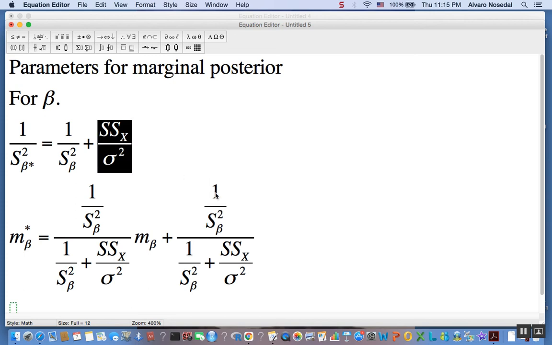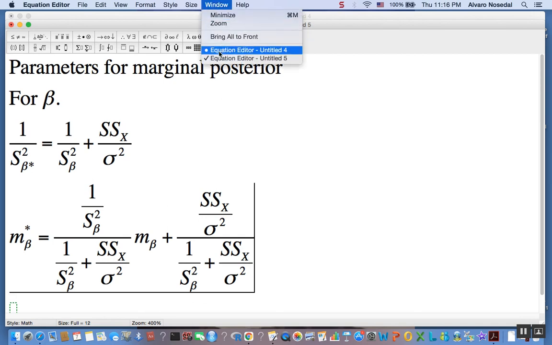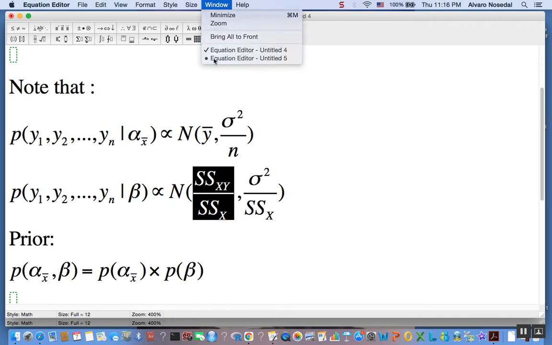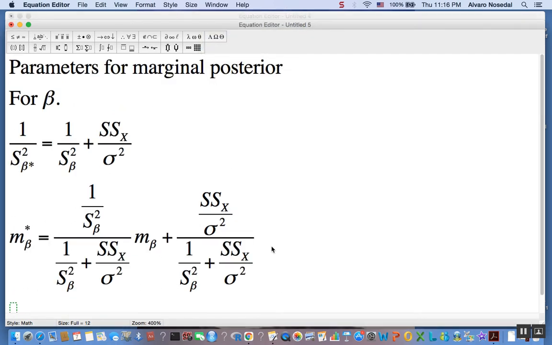the sample precision, and we need, before it was the sample mean. In this case, what we need is the mean from the sample, and the mean for the sample is this guy. Okay.